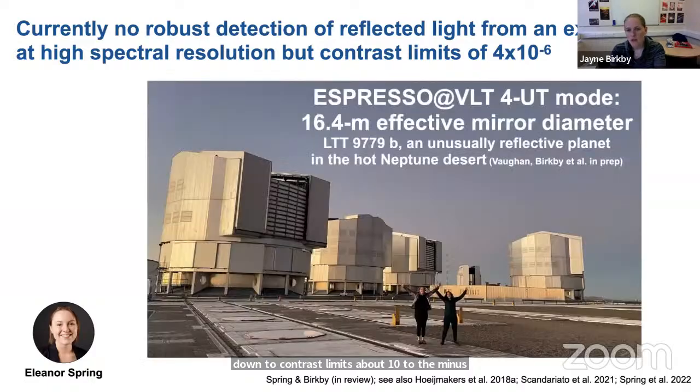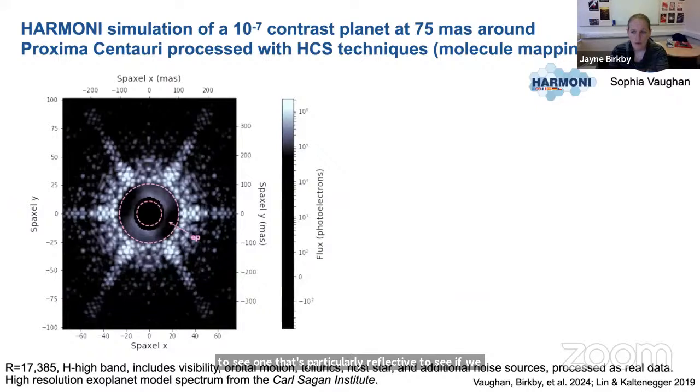We are trying to look right now using the 16 meter effective mirror mode for ESPRESSO in full UT mode to actually look at a hot Neptune, one that's particularly reflective, to see if we can actually do this work. So we'll keep you posted on that.